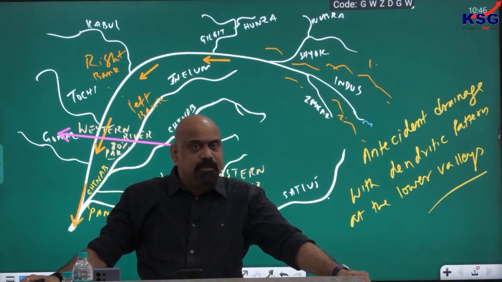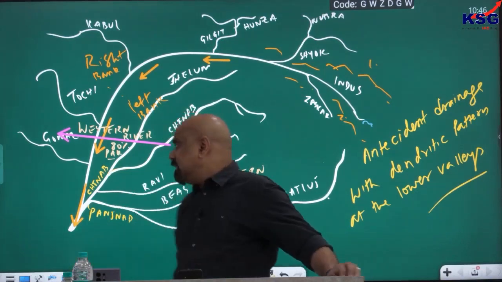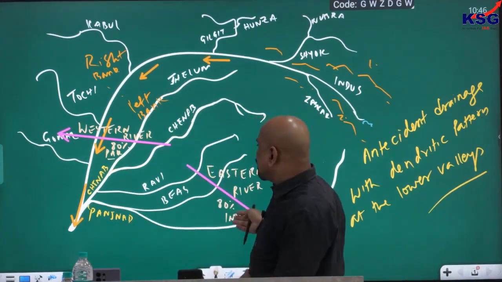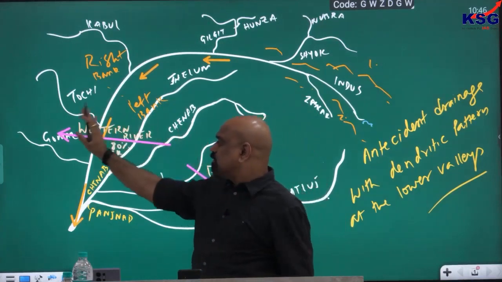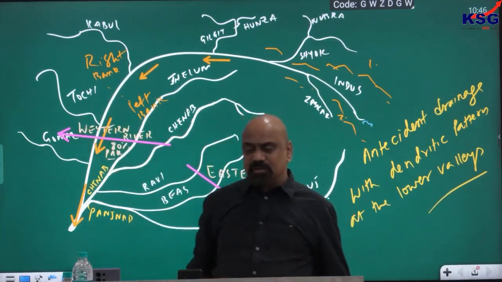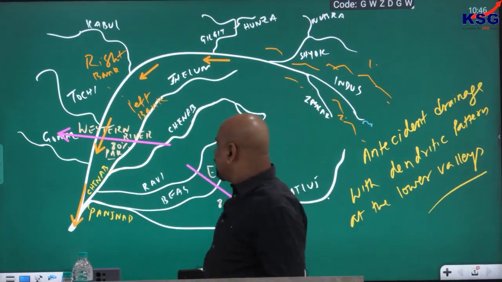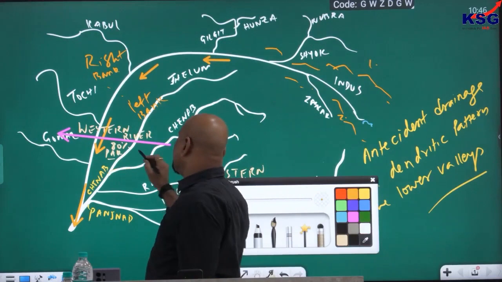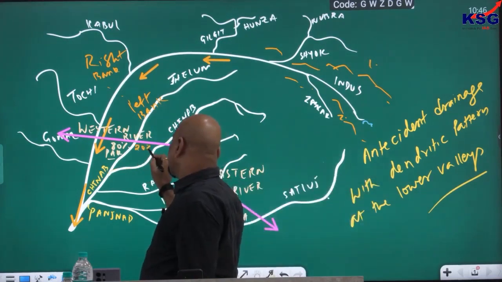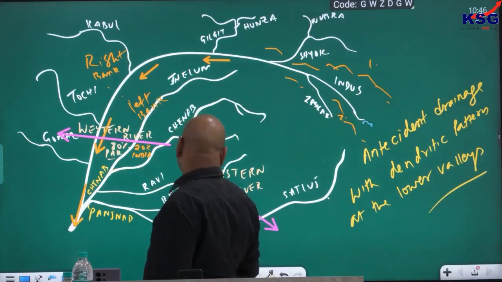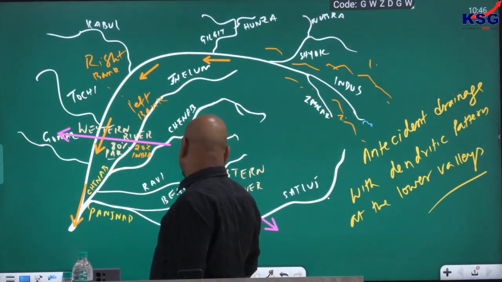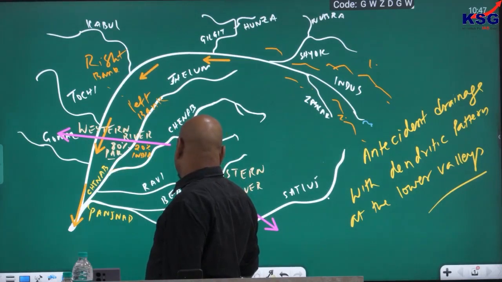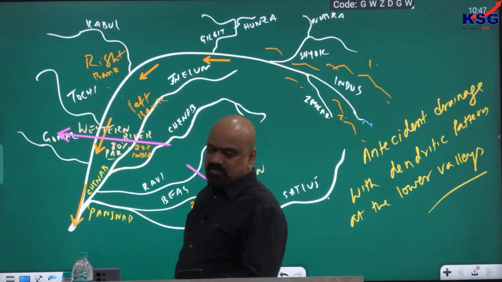Based on this treaty, India has major control over the Eastern Rivers and Pakistan has major control over the Western Rivers, the 3 rivers. So 80% Pakistan and 20% India. This is the kind of thing we have done. We can study this Indus Water Treaty.